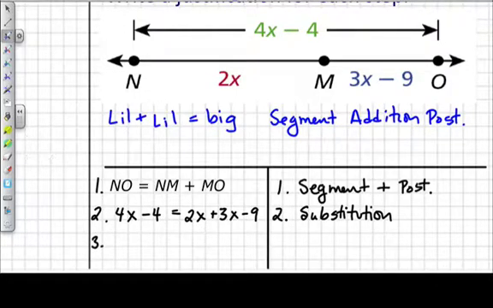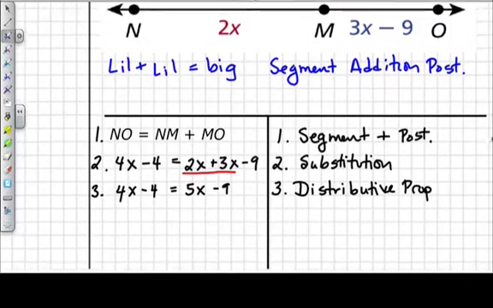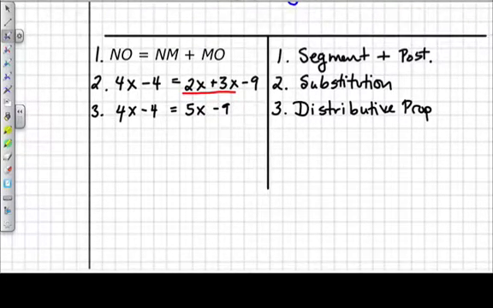Now the next thing I'm going to do, let's look at this side of the equation. I have to combine those like terms. So when I do that, my result will be 4x minus 4 is equal to 2x plus 3x is 5x minus 9. Now remember, we talked about what happens when we combine like terms. That's really the distributive property in disguise. Distributive property. Beautiful.